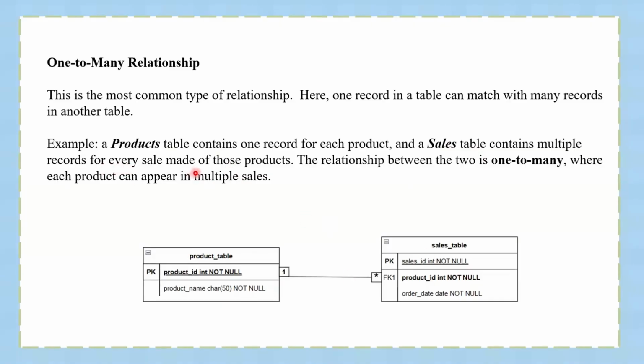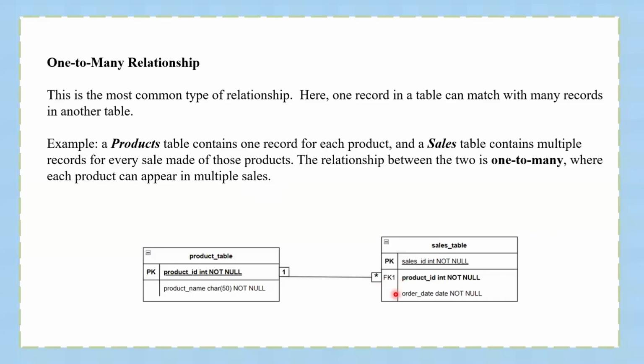And the reason is that one product can be purchased multiple times. So one customer can come and buy one product. Another customer can come and say, I want that exact product. So you can have five sales made on just one particular product. And that is why the relationship between these two is one-to-many, where each product can appear in multiple sales.